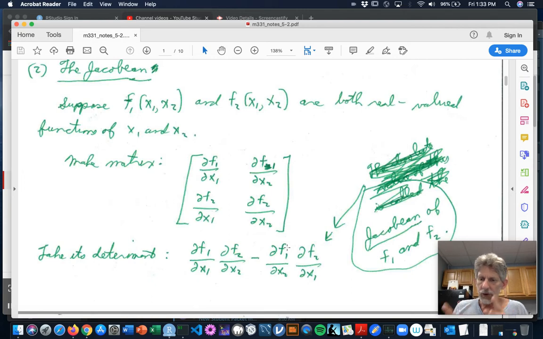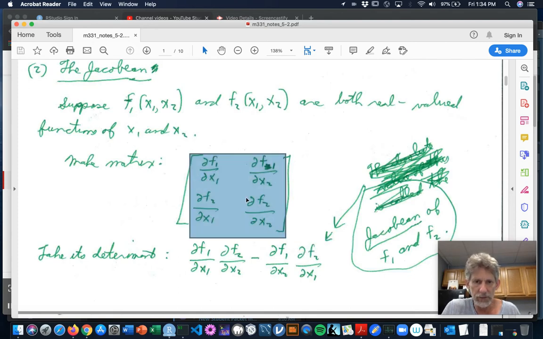Now, the determinant of a matrix is something you might have studied back in high school math, and you can take determinants of any square matrix at all, 2 by 2, 3 by 3, 4 by 4, whatever. The determinant for a 2 by 2 matrix is all you need to know about here, and it's actually real easy to do if you keep the picture of the matrix in mind.